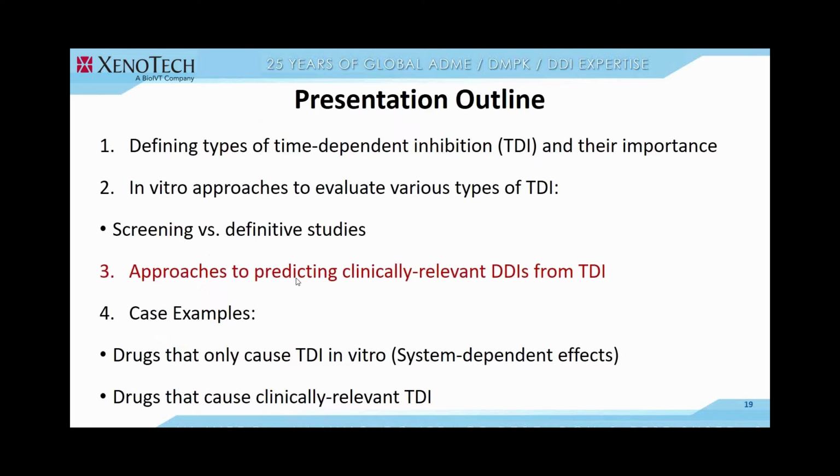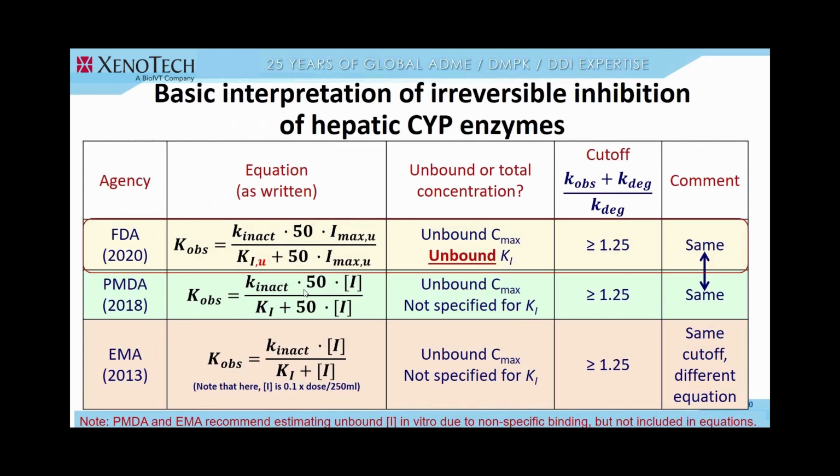And so now I'll go on to how to predict clinically relevant DDIs from time-dependent inhibition. I won't focus in great detail on this. This is the basic interpretation of the final FDA guidance released earlier this year, where you have your kobs and you put in your kinact and your unbound KI value, so it's corrected for the binding. You have this 50-fold safety factor built into it. You take your unbound Cmax and your unbound KI value in vitro, and the cutoff value then is greater than 1.25. If it's less than that, then you can conclude that you don't have enough inactivation to warrant a clinical drug-drug interaction. It's often overpredicted, and so you may have to go to a mechanistic static model, which the FDA also has within their guidance. I won't cover that now.